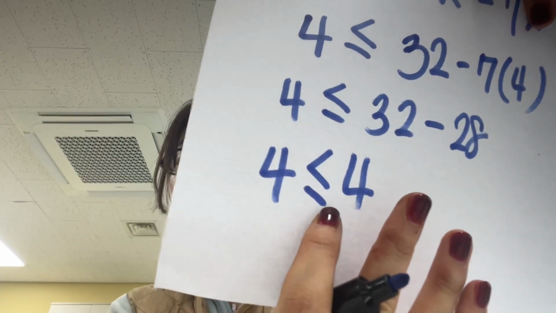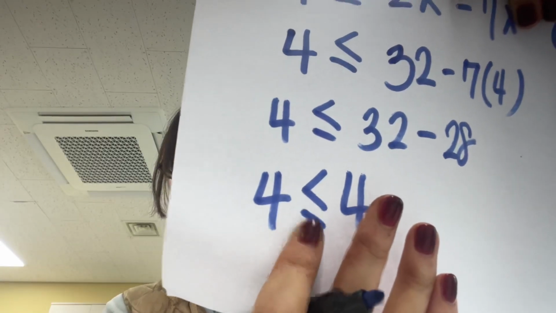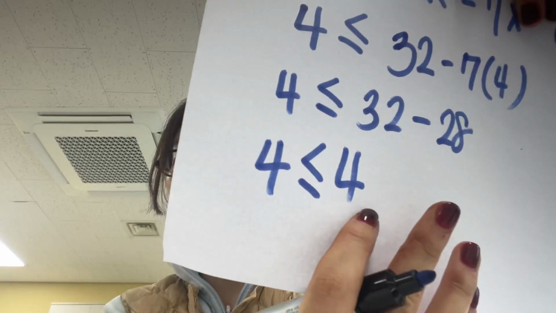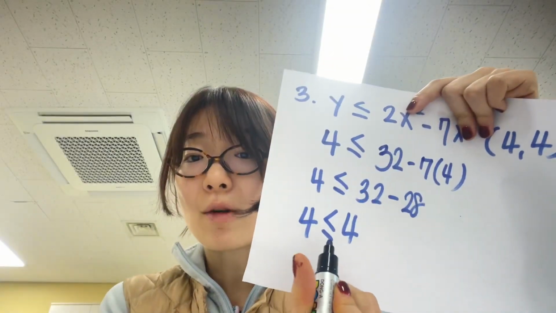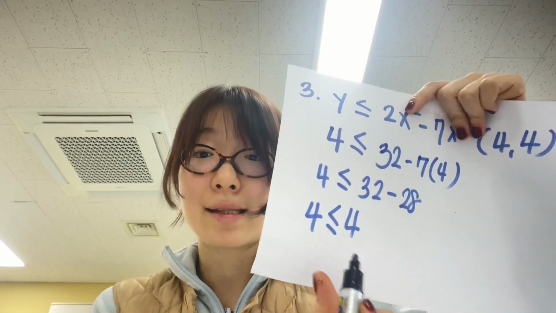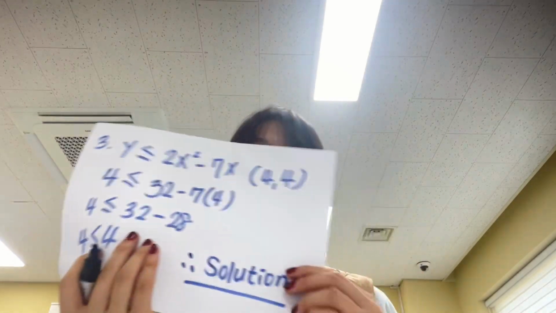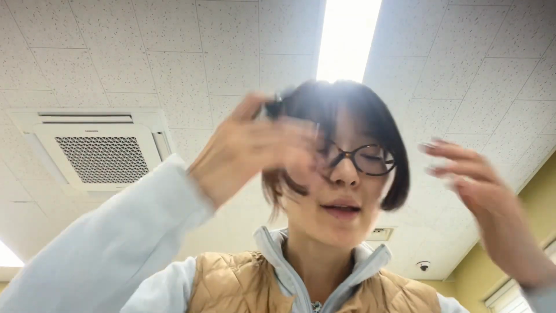And it gets simplified to this statement right here. 4 is indeed bigger than or equal to 4. So because of that equality sign below, this statement is true. So (4, 4) is a solution. All right, so this was sort of like a little warm-up.